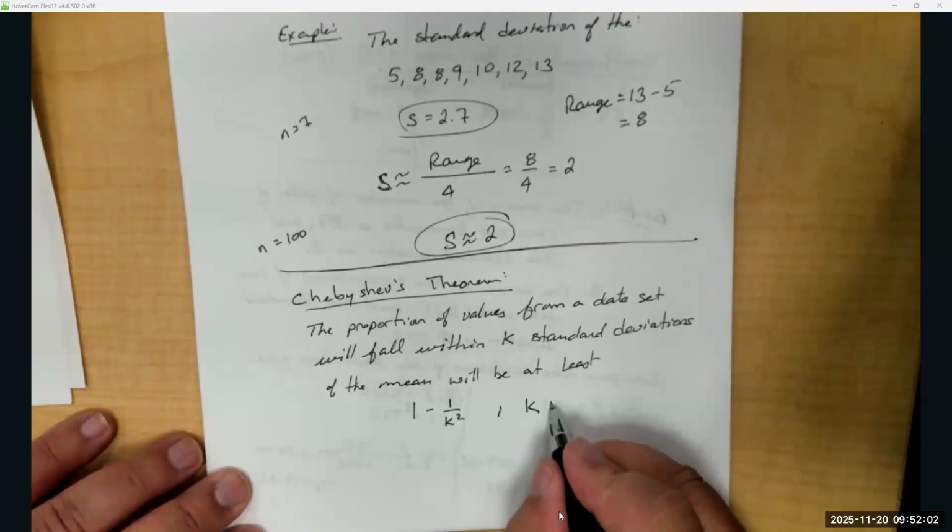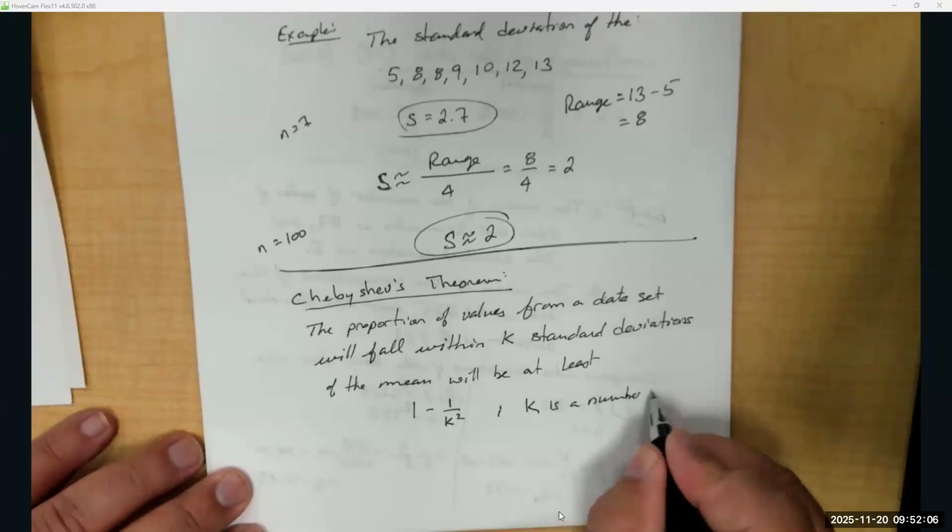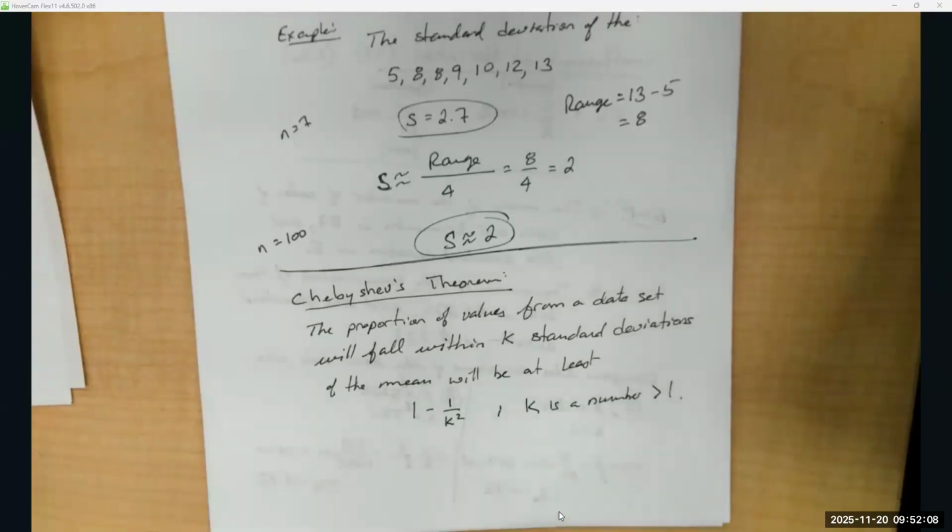Where K is a number greater than 1. It doesn't have to be an integer. It can be a decimal, it can be a fraction, whatever. But it has to be bigger than 1. The reason for this is, if it's equal to 1, then what do we have? 0. If it's less than 1, then we have a negative answer.